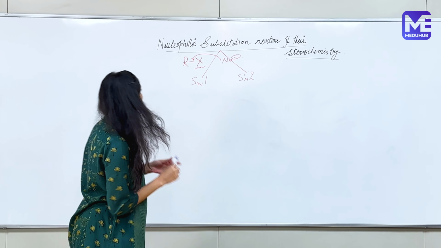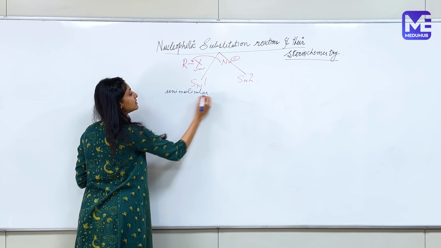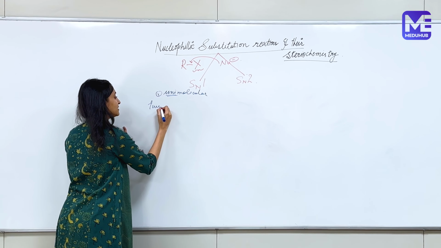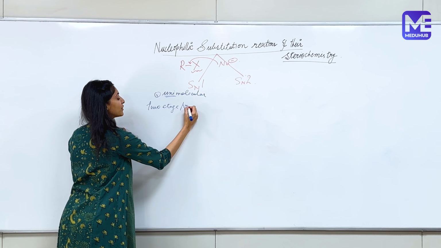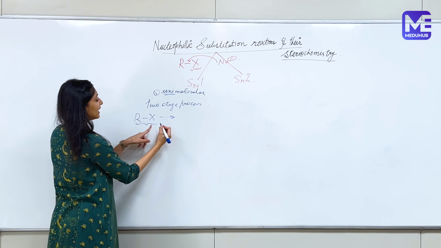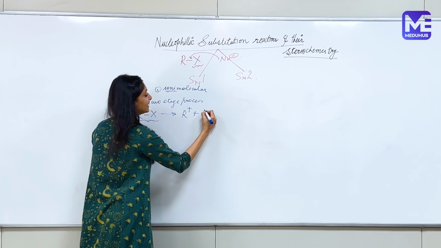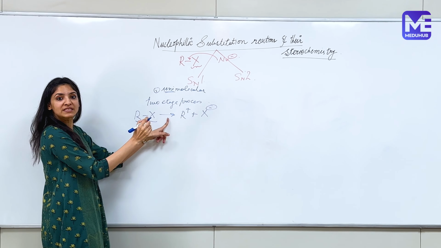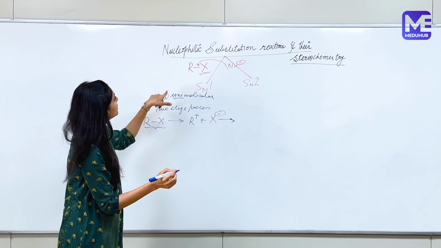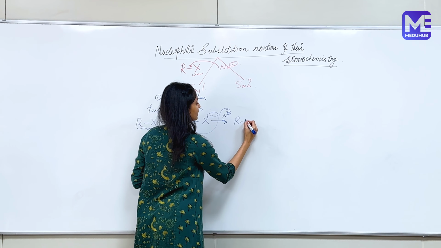SN1 reactions are called substitution nucleophilic unimolecular. Uni means one. An SN1 reaction is a two-stage process. The first step is that the alkyl halide ionizes to give a cation, and the leaving group, that is the halide, leaves as X minus. This is the slow step and the rate determining step. The second step is the fast step where the nucleophile attacks the carbocation and we get the final product.